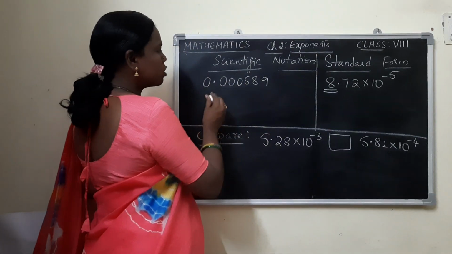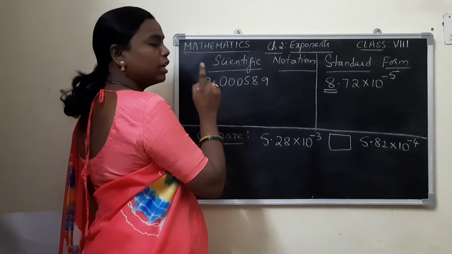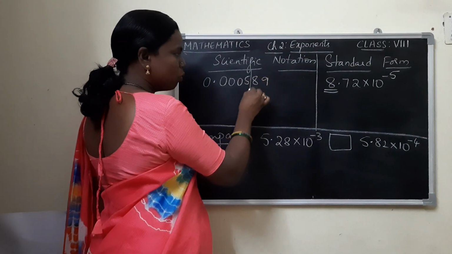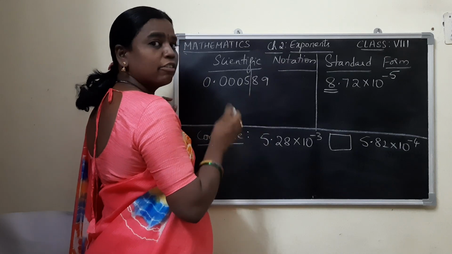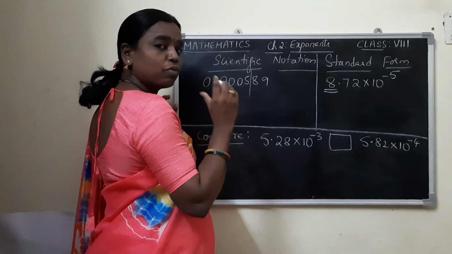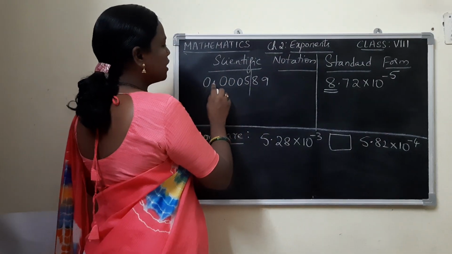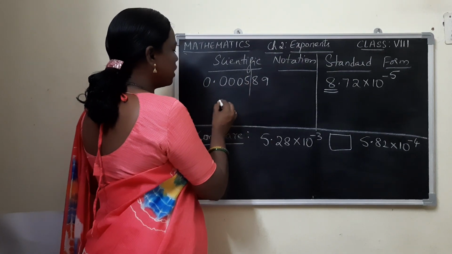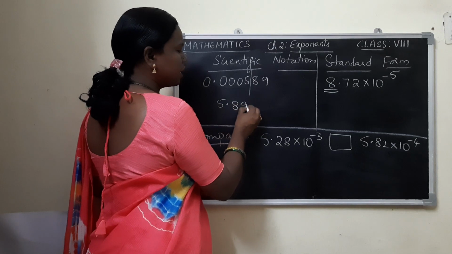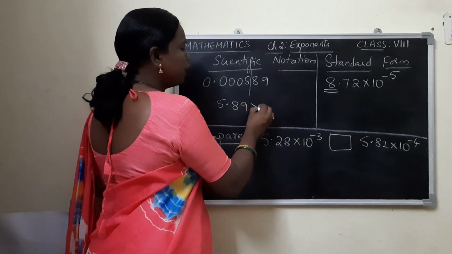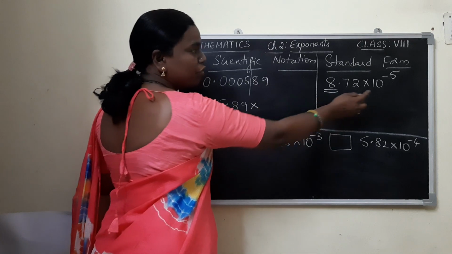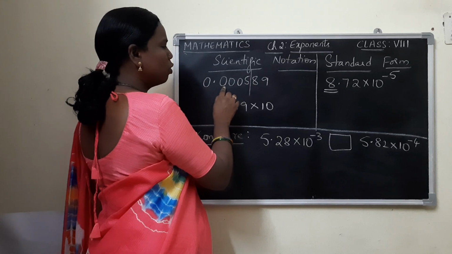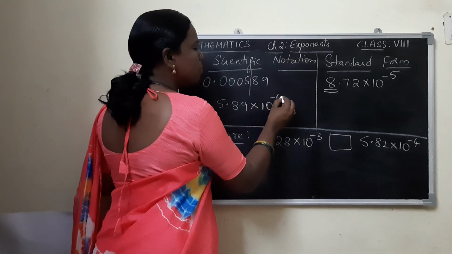Now let us see where I should move the decimal so that I get only a single digit. I have to move the decimal after 5. If I move till here, then only I will be getting 5 as a single digit. Let me see how many places I need to move: 1, 2, 3, 4. So this would be equal to 5.89, remaining digits remain as they are, into 10 to the power of, so how many places did we move? 1, 2, 3, 4. So it is minus 4.